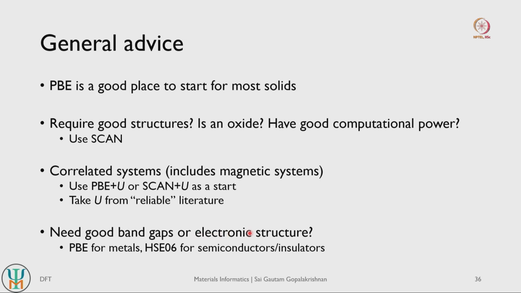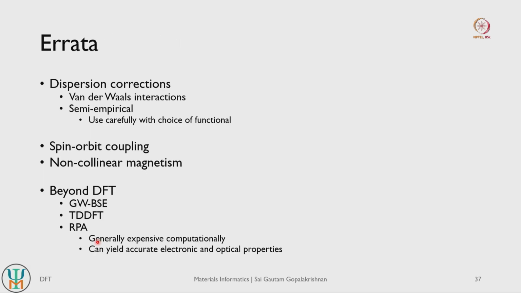But if you are after electronic structure, so let us say you want good band gaps and good electronic structure, and if your underlying system is a semiconductor or insulator, use a hybrid functional such as HSE06. If you have a metal, then use PBE. PBE is the best functional for metals. Okay. Some additional things to note, additional approximations or corrections to note.